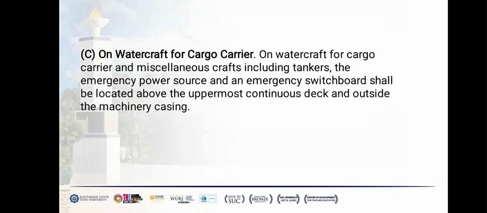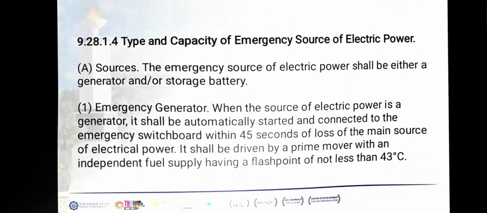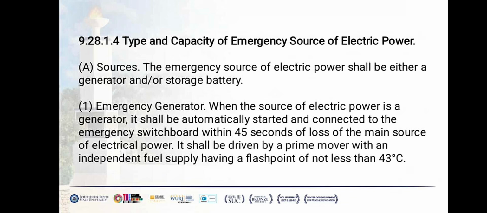On watercraft for cargo carrier and miscellaneous craft including tankers, the emergency power source and emergency switchboard shall be located above the uppermost continuous deck and outside the machinery casing. For type and capacity of emergency source of electric power.